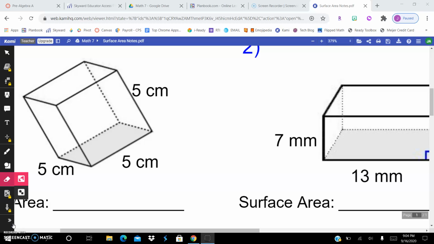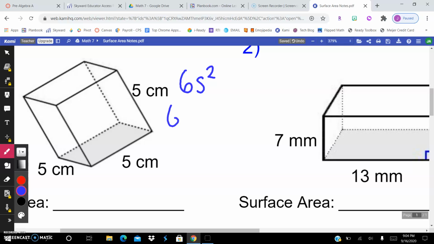So this shape here is a cube, and we know it's a cube because the length, the width, and the height are all the same number. The formula for finding surface area of a cube would be 6s squared. The 6 is in the formula because there are 6 different sides, and the s is the side length.